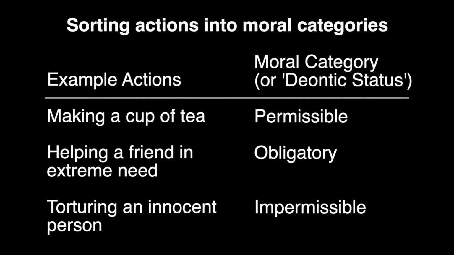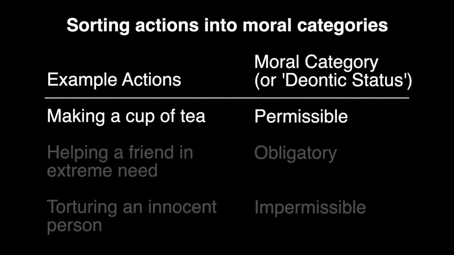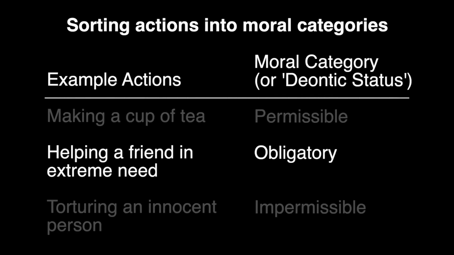So a moral theory is an attempt to categorize actions into what we call deontic statuses. You could think of these as moral categories. So think of an action you could perform. You could pause this video and go and make a cup of tea. You would probably think of that act as being neither morally right nor morally wrong. It's permissible.